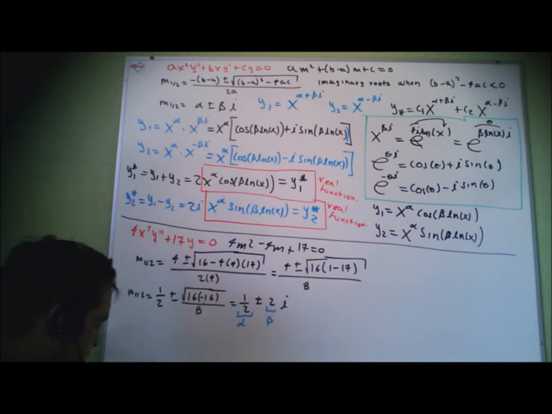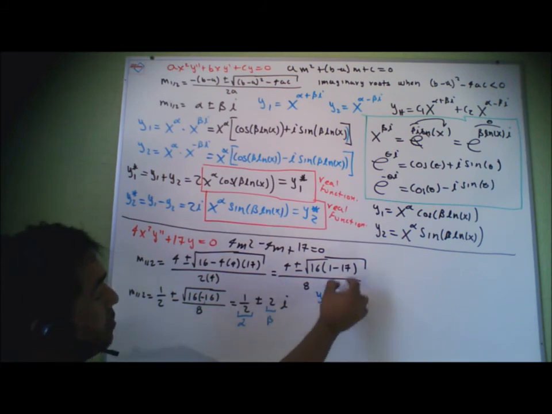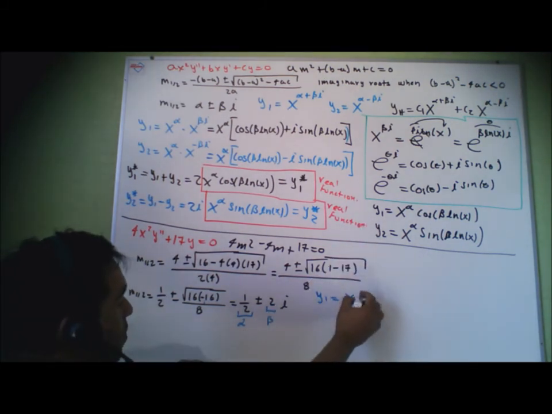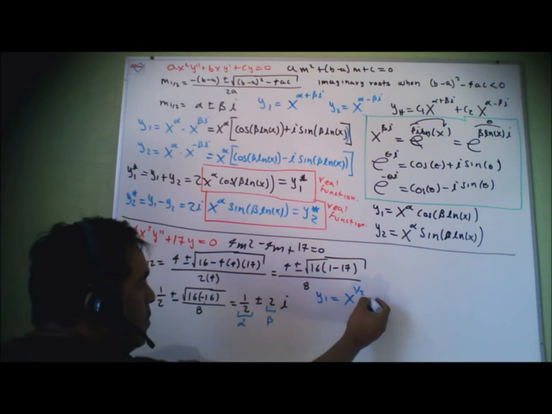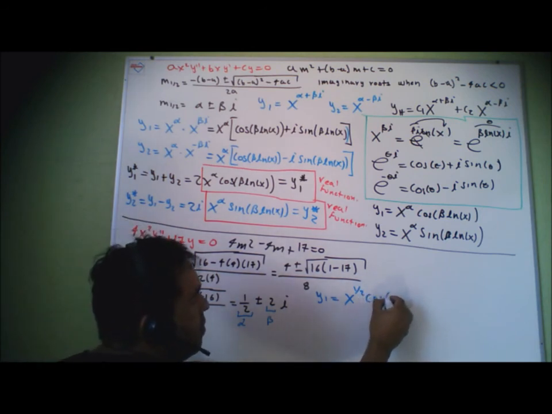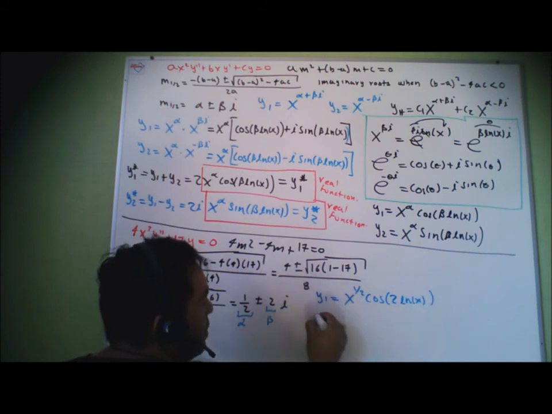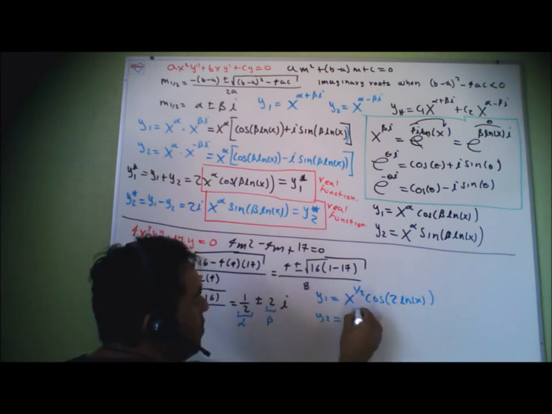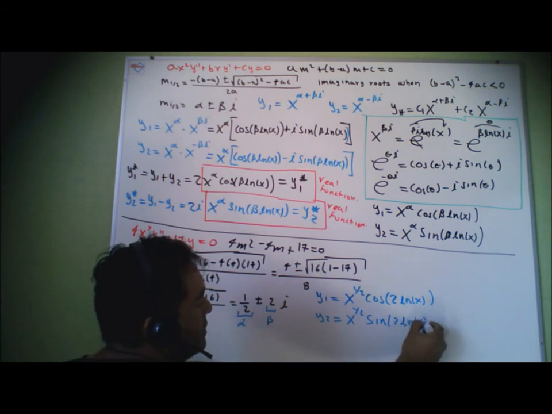Okay, then my first solution, according to this formula, is going to be x to the power of alpha, 1 over 2, cosine of beta, the beta is 2, the natural log of x. And my second solution is x to the power 1 half sine of 2, the natural log of x.